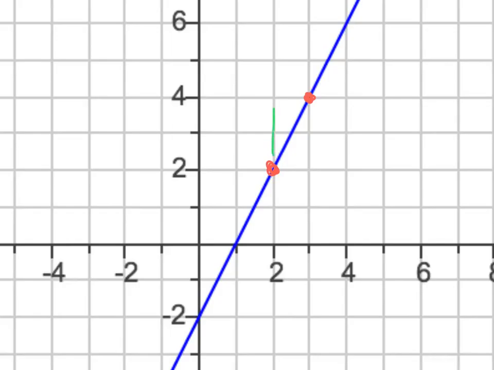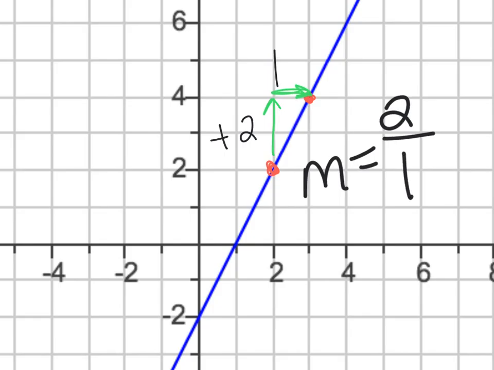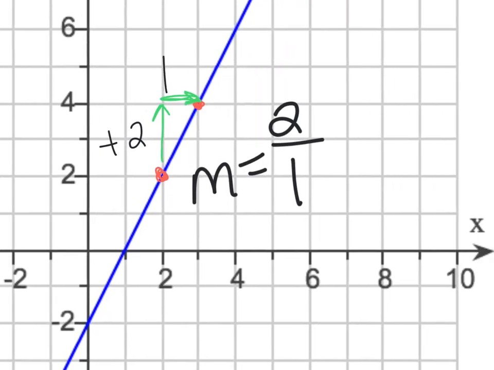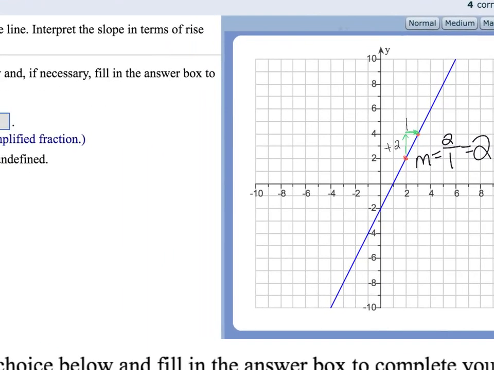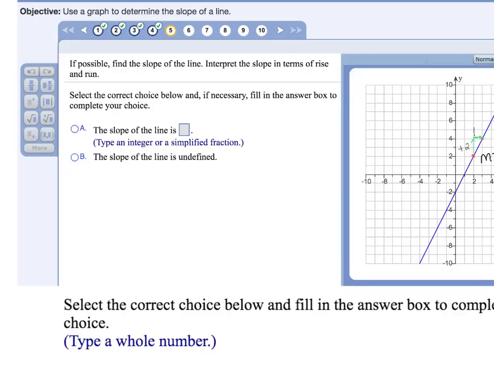And when we go up, we're going up 2. And when we run, so our rise is 2 and our run is 1. So what's our slope? Our slope, in this case, is 2 over 1, which is the same thing as 2. All right, so I'm going to zoom out. So our slope is 2. So the first thing we're going to do is the slope of the line is 2.